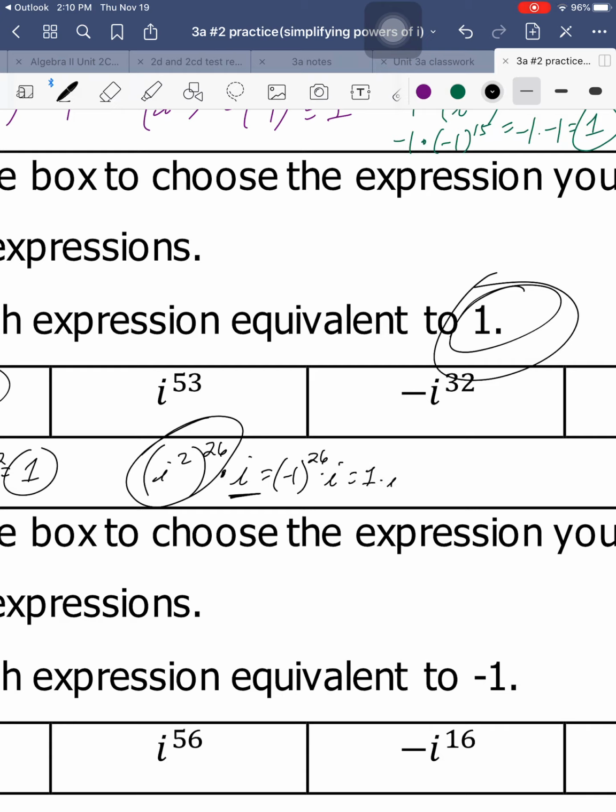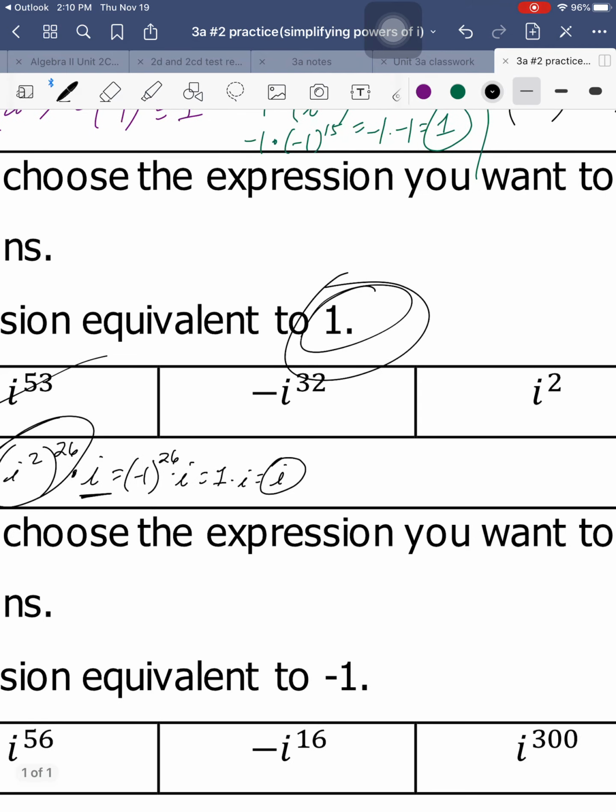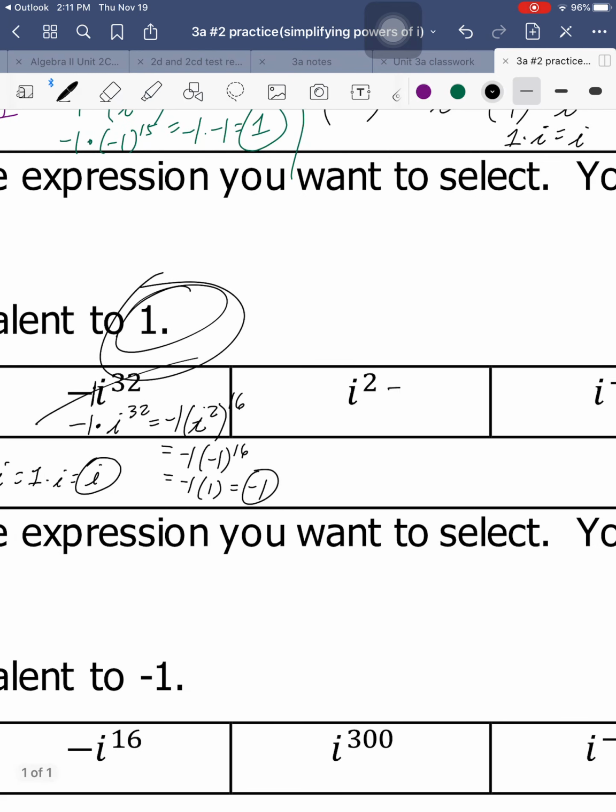Negative 1 to the 26th is 1 times i, which is i. So it's i, not quite. Next one, negative 1 times i to the 32nd. Negative 1 times i squared, sorry for that, to the 16th. Negative 1 times negative 1 to the 16th. Negative 1 to the 16th is positive 1. Positive 1 times negative 1 is negative 1. That's not that. i squared is negative 1. That's not right.